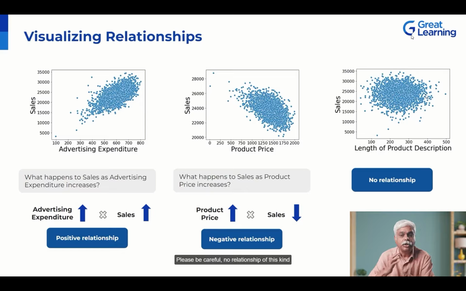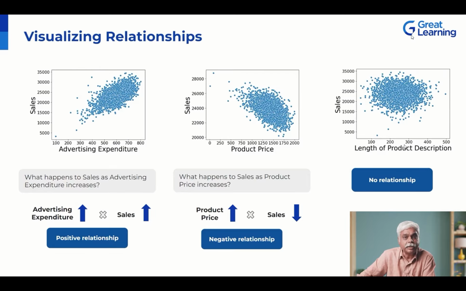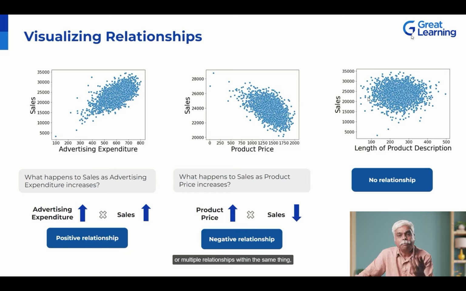Please be careful. No relationship of this kind may not mean that the two variables are unrelated. It may mean that there are complicated relationships at play, or multiple relationships within the same thing, one having a positive characteristic, one having a negative characteristic. And maybe further analysis is needed with more variables in the picture. That we shall see is a motivation for multiple linear relationship. But for now, there are positive relationships, negative relationships, and no relationships. And we need a way to capture these circumstances.